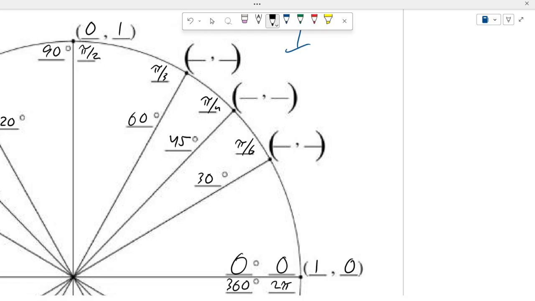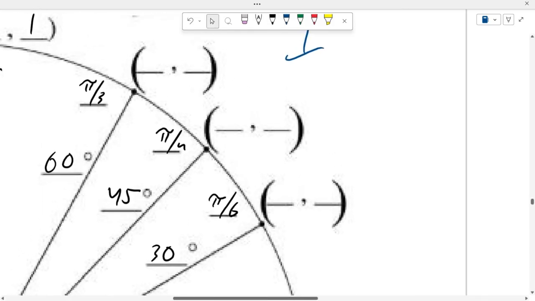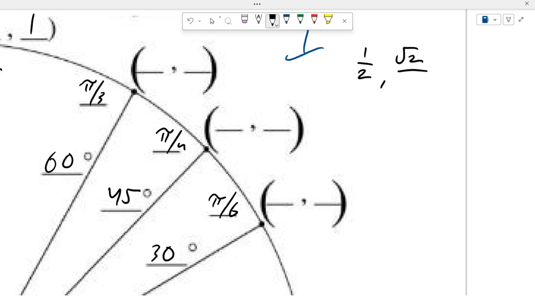So of the remaining 6, all of these are either 1/2, root 2 over 2, or root 3 over 2, okay? I'll rewrite them. These are our options for all 6 of these, all right? Now the question becomes, which ones are which?